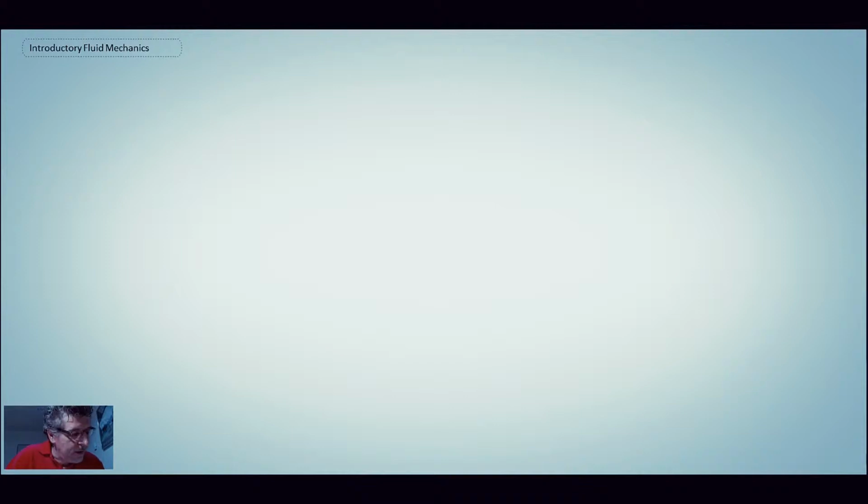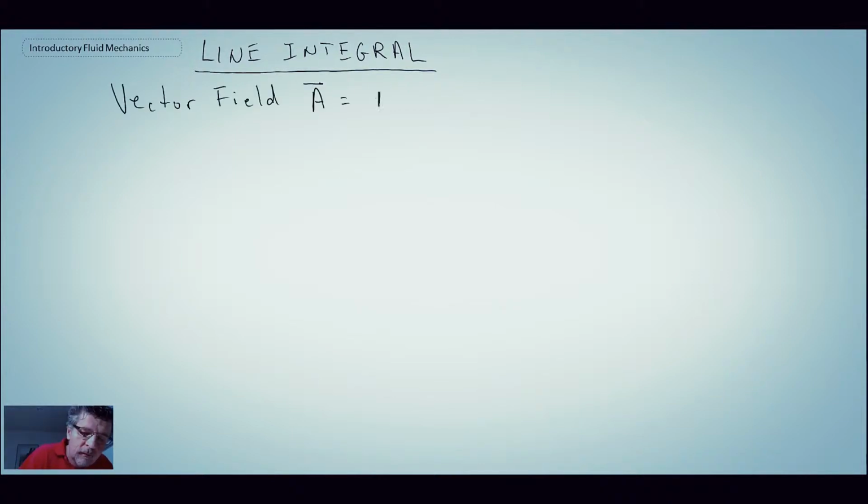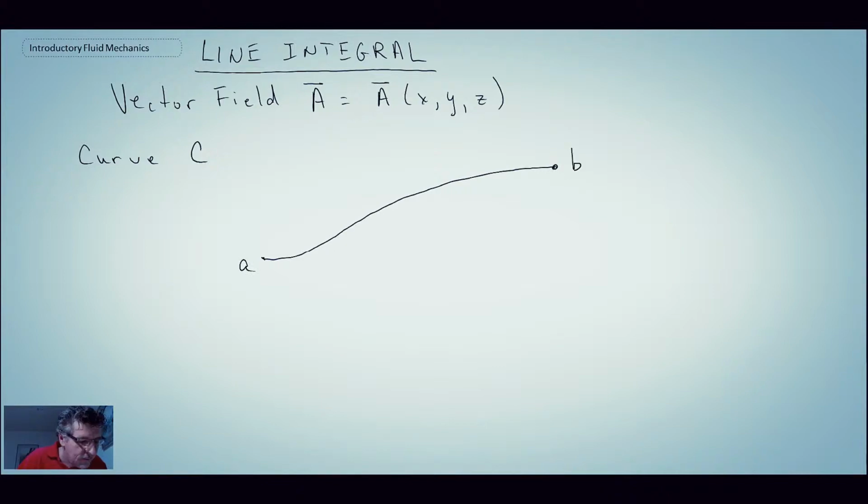We're now going to take a look at some of the integrals that we use in fluid mechanics, and we'll begin with the line integral. And so what we'll do, we'll begin by defining some arbitrary vector field A, and we'll also define a curve, and the curve is where we're going to be doing the line integral on. So we'll call this curve C, and we'll say the curve is going in space from A to B.